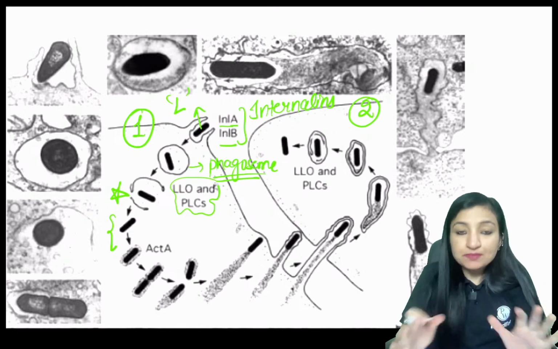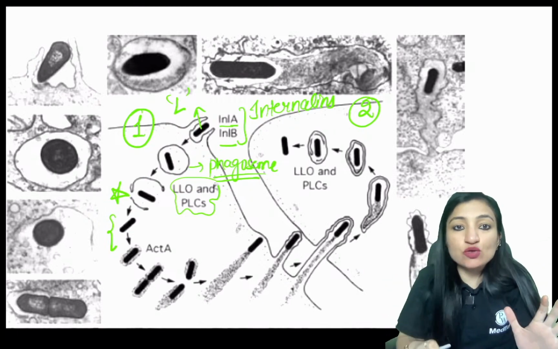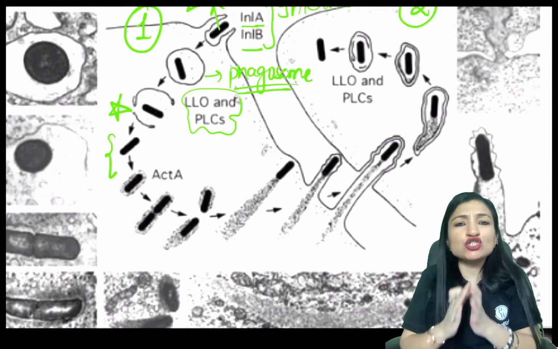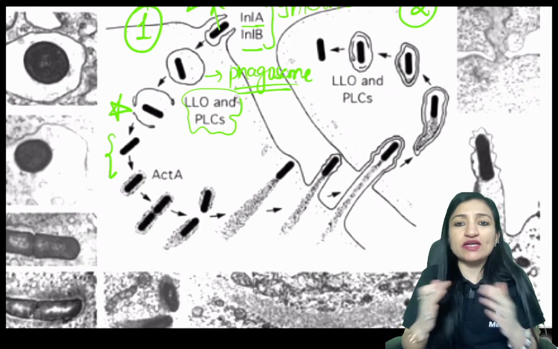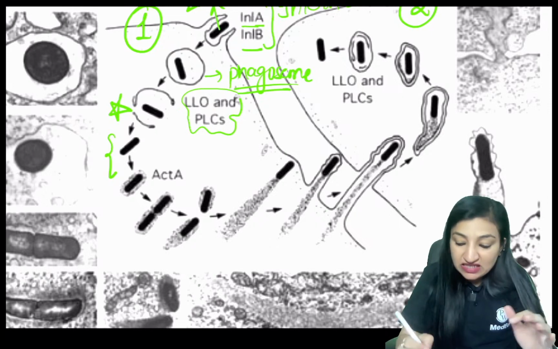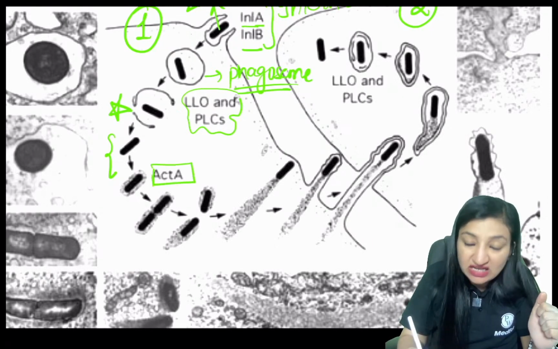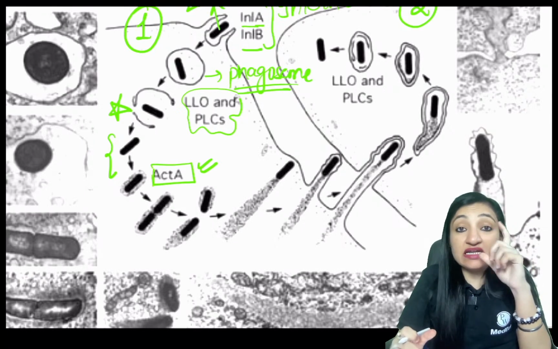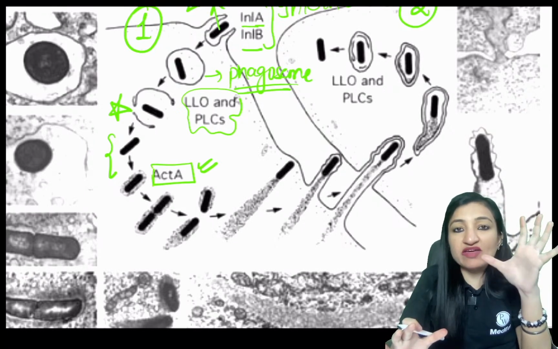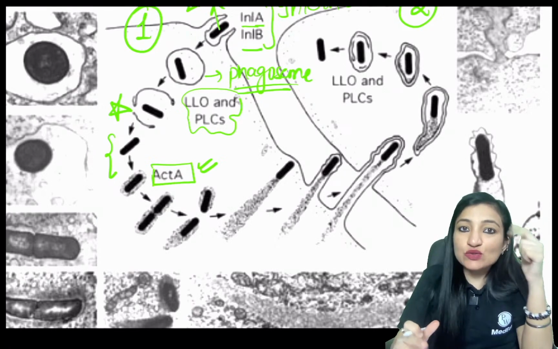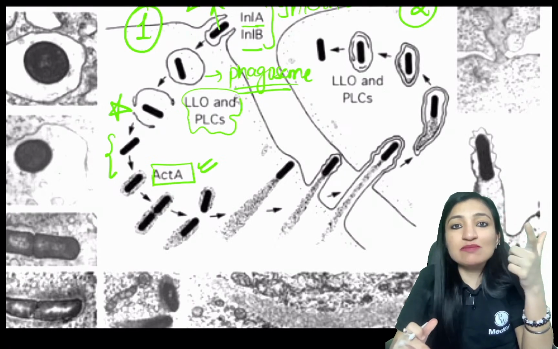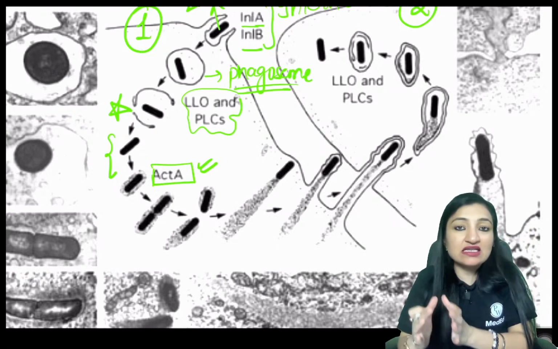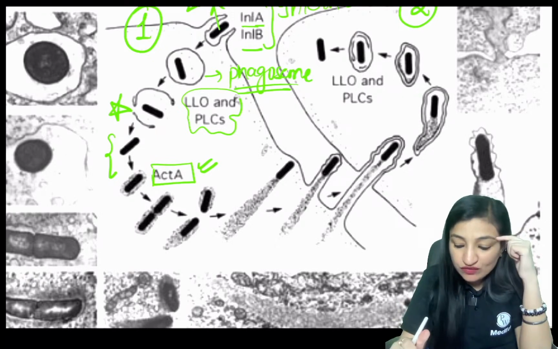Once it is free in the cytoplasm, it is going to do a very, very important activity, and that is the decoration or flaunting or showing off of some protein on its surface. What is the name of that protein? The name of that protein is ActA. ActA, as the name implies, is going to be a very active protein, in the sense that it is going to bring about some important activity. And what is that important activity? That important activity is the polymerization of actin filaments which are there in the cytoplasm of this host cell.